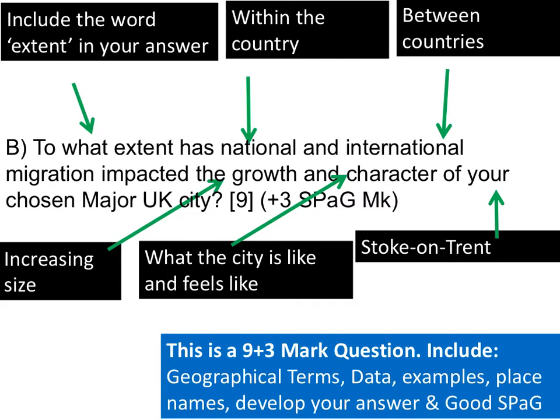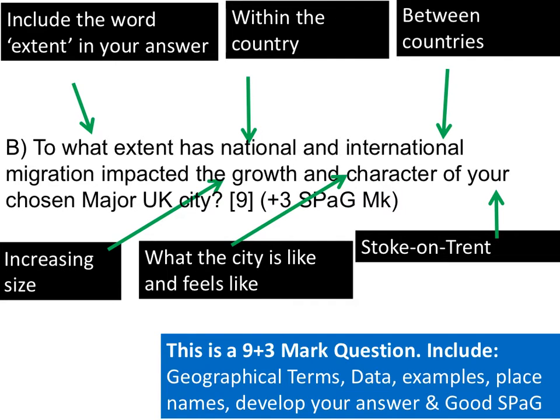As ever, we're going to annotate the question. So the question is, to what extent has national and international migration impacted the growth and character of your chosen UK city? The command word is to what extent, and whenever you see that, the exam board wants you to get into that grey area in the middle. It's not definitely one side, it's not definitely the other side, it's somewhere in the middle. And probably don't go for 50-50, just edge to one side, but also bear in mind there's another side to the argument. So the extent is going to be a percentage. You might say to a large extent 70%, to a small extent maybe 30%.